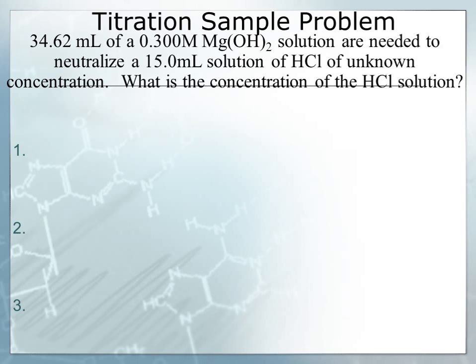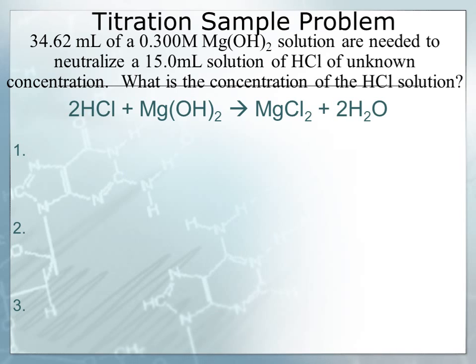In our next example, we see that it takes 34.62 milliliters of a 0.3 molar magnesium hydroxide solution to neutralize a 15 milliliter analyte solution of hydrochloric acid of unknown concentration. And so we're trying to find out what is the concentration of the hydrochloric acid solution that we started with. We write our balanced equation for hydrochloric acid, magnesium hydroxide, the neutralization reaction.